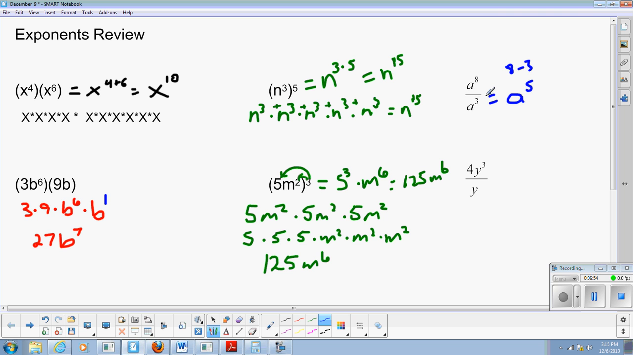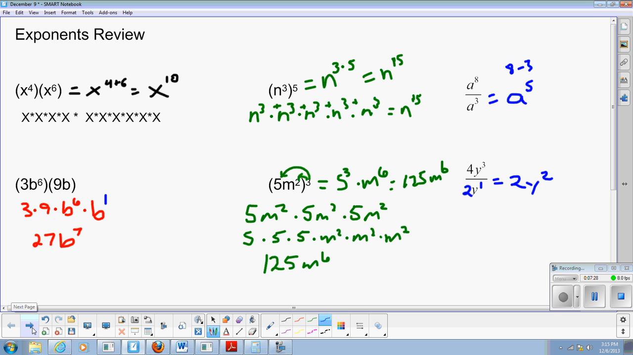So you subtract here. If I have a problem where I have 4y cubed over y, if I actually even had, let's say I had a number 2 here too. So I have 4y cubed divided by 2y. Do the numbers separately. 4 divided by 2 is 2. Y cubed divided by y. The exponent on y is what? 1. 3 minus 1 is 2, so I have y squared. Again, you handled this pretty well in the assessment. I think you'll do fine with the review on this.